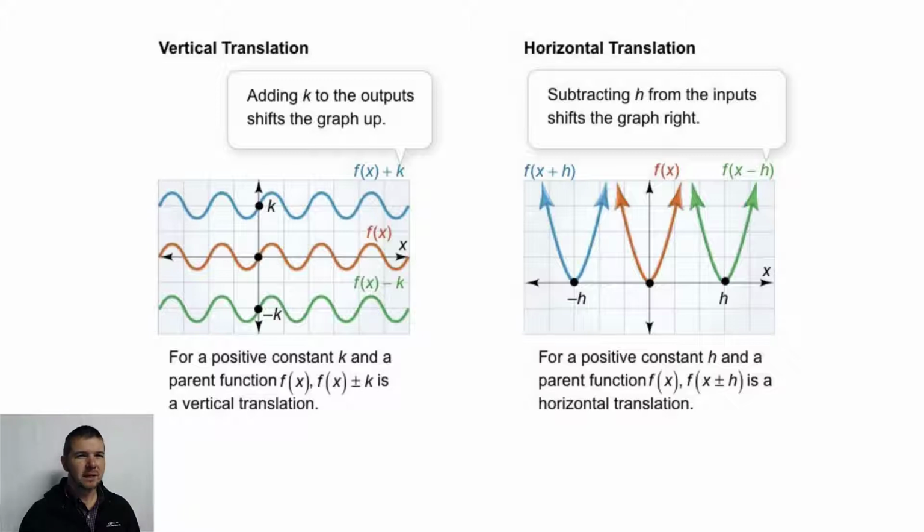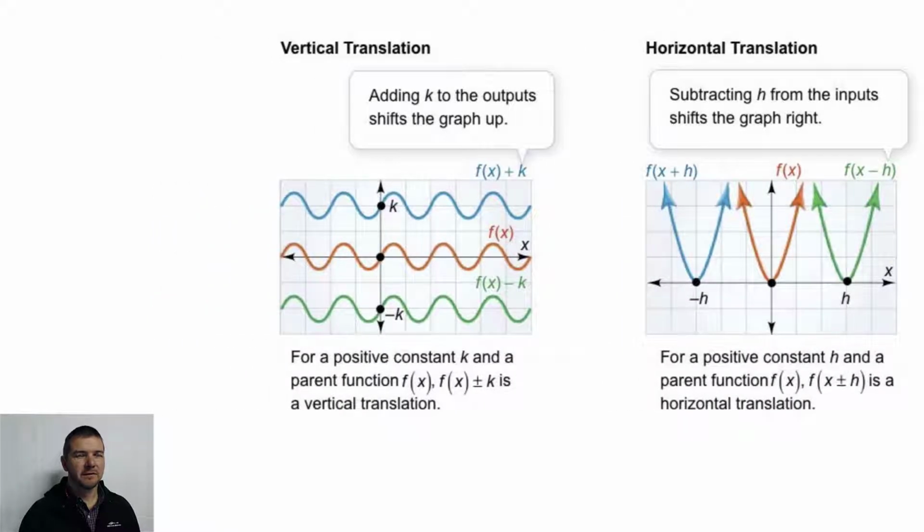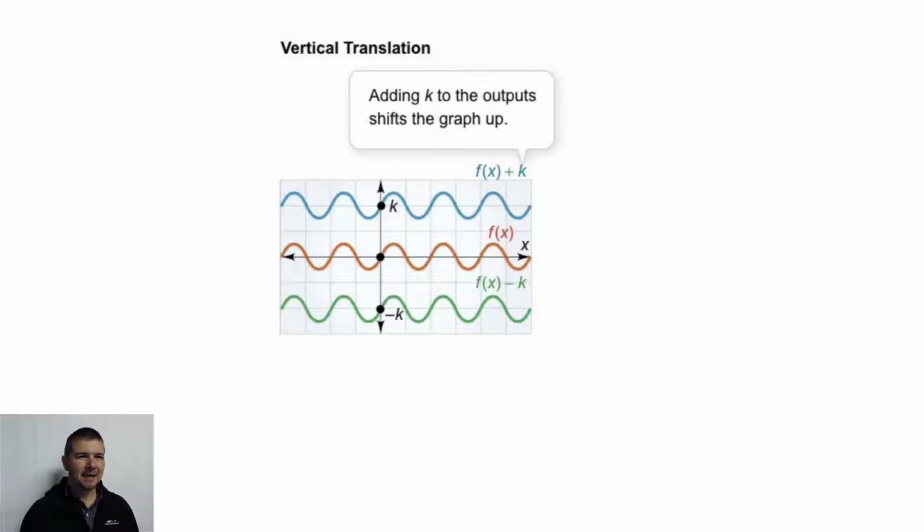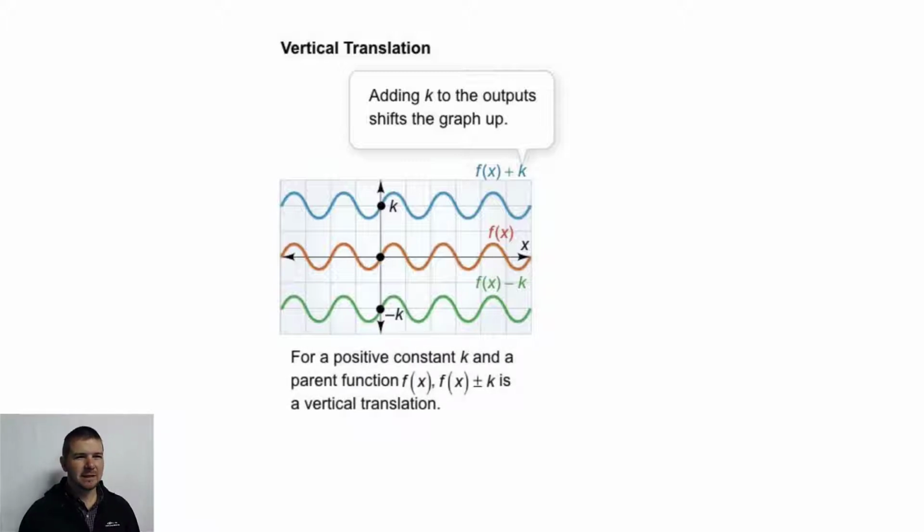Vertical translation and horizontal translation. First, we'll focus on the left, vertical translation. Adding k to the outputs shifts the graph up. So we can state, for a positive constant k and a parent function, f of x plus or minus k is a vertical translation.